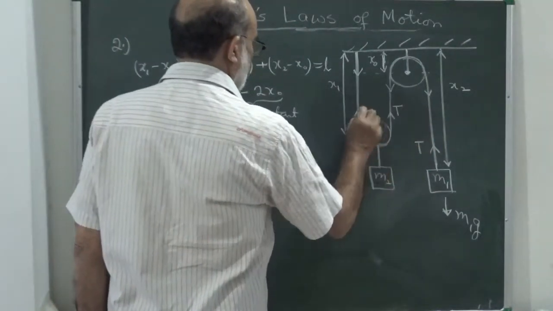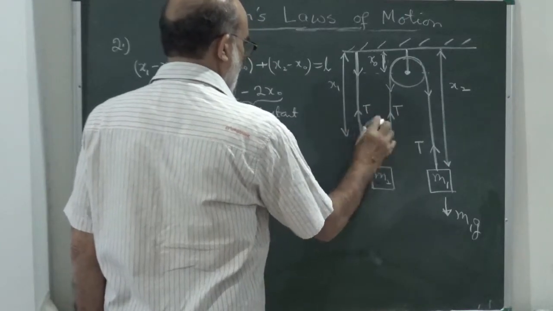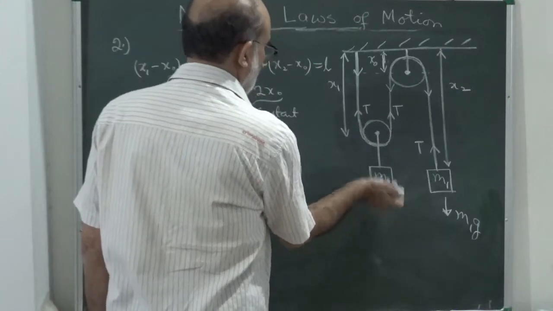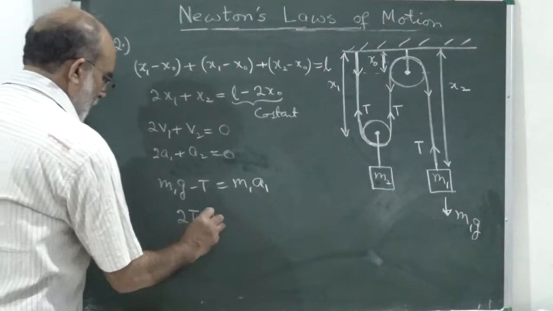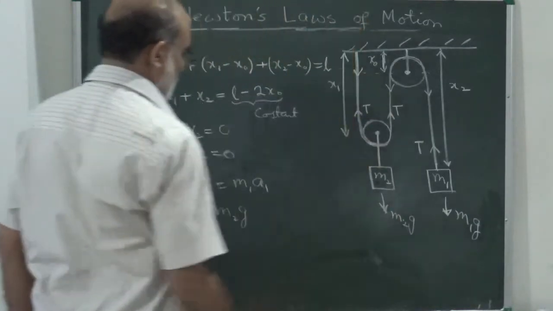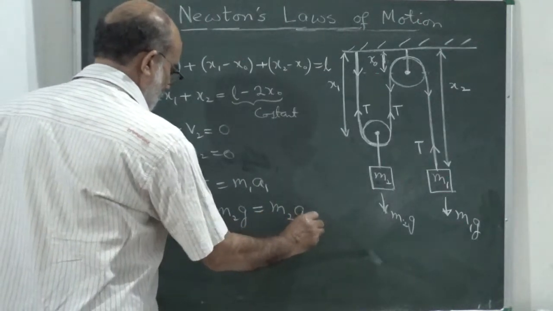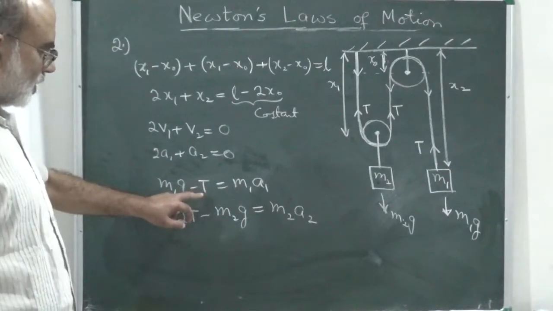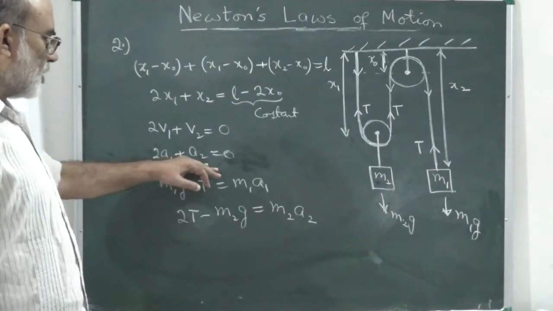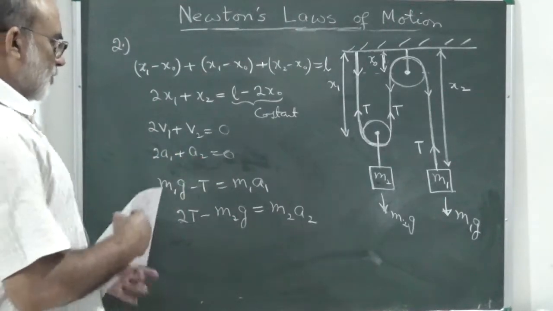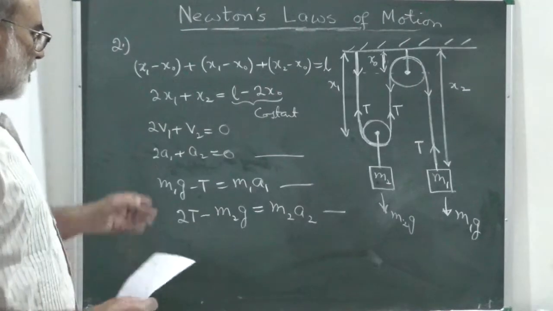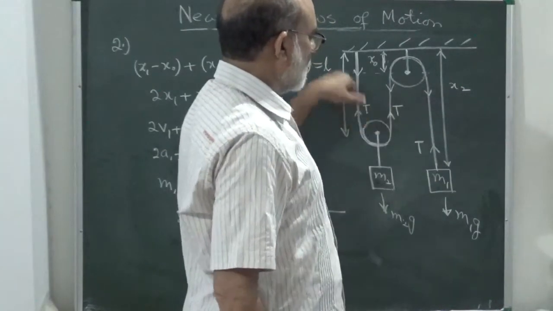Now here it's again T, and this one is moving, so you can write 2T minus m2 g. So m2 g acts down and 2T acts up, equal to m2 a2. Again, here we have three unknowns: tension in the string, a1 and a2. And two equations of motion, but there is one more equation which we have already found, the relation between a1 and a2. So we substitute the values of a1 and a2. So we have three unknowns and three equations, so this can be easily found out. So you can find the accelerations of m1 and m2 as well as the tension in the string.